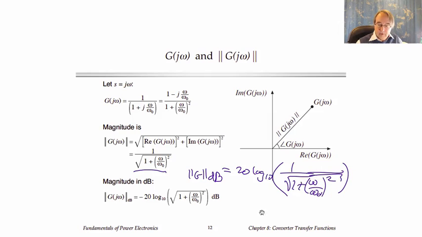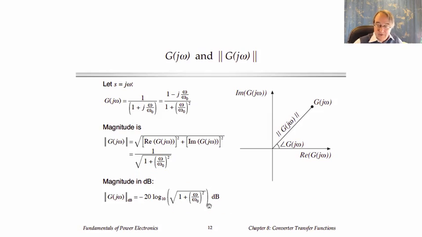We can use the property that the log of 1 over x is equal to minus the log of x. So we can actually flip over the quantity inside the log and pull a minus sign out instead. So this is to the minus 1 power, and we can get this expression for the magnitude in dB.